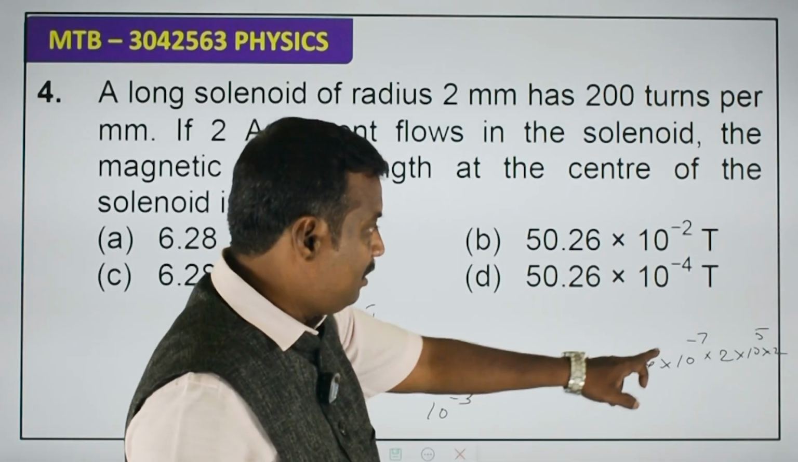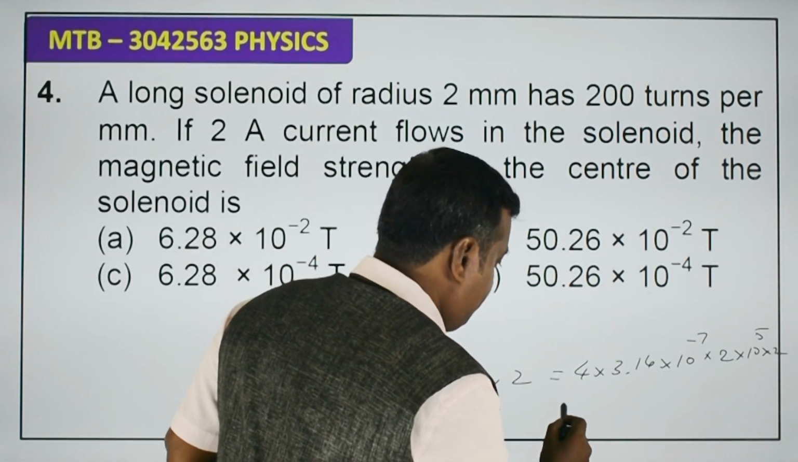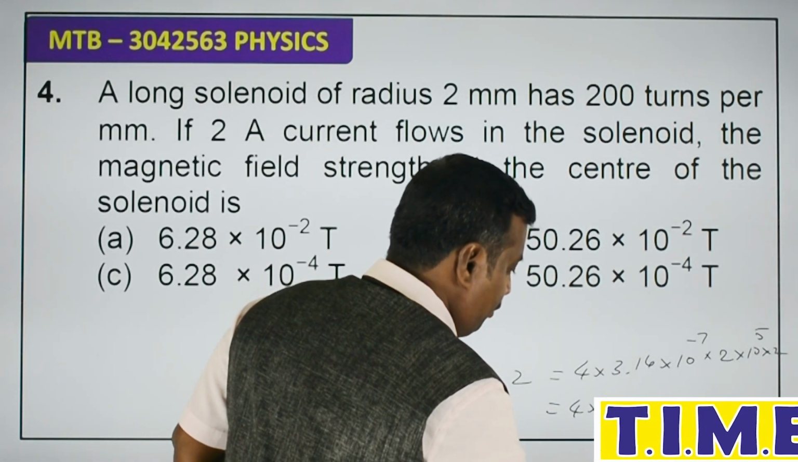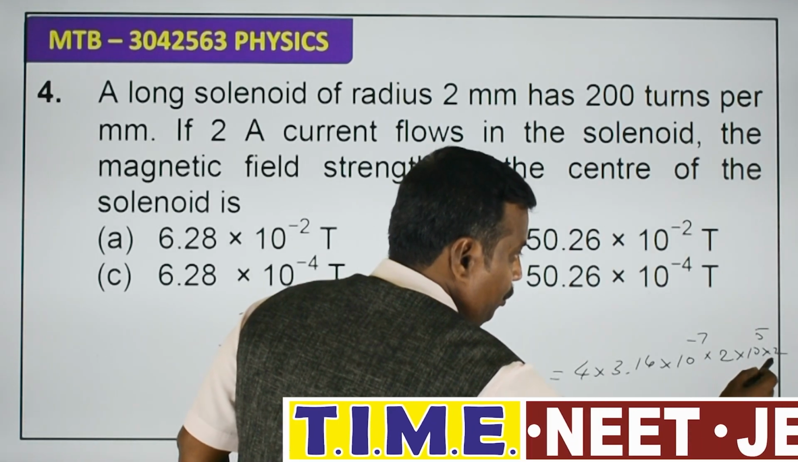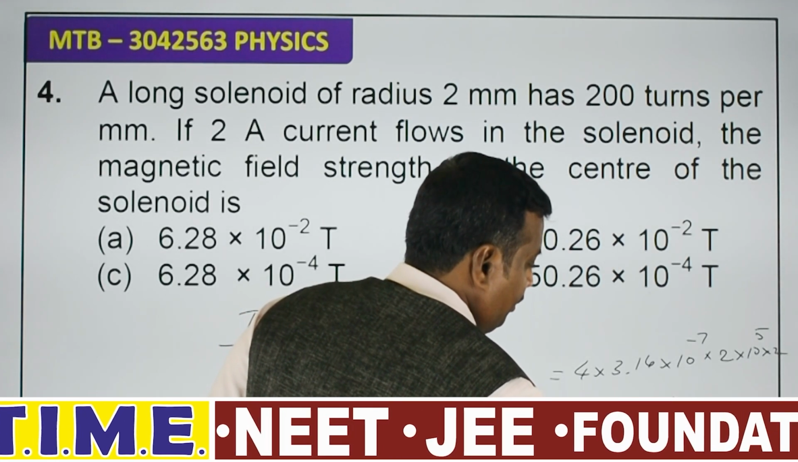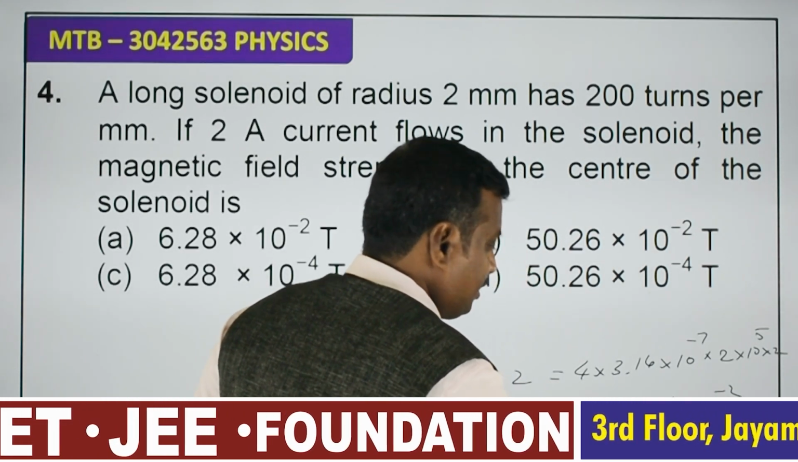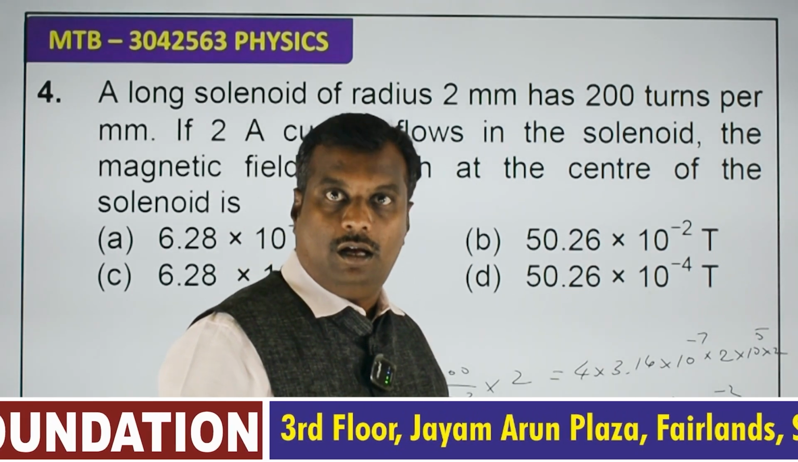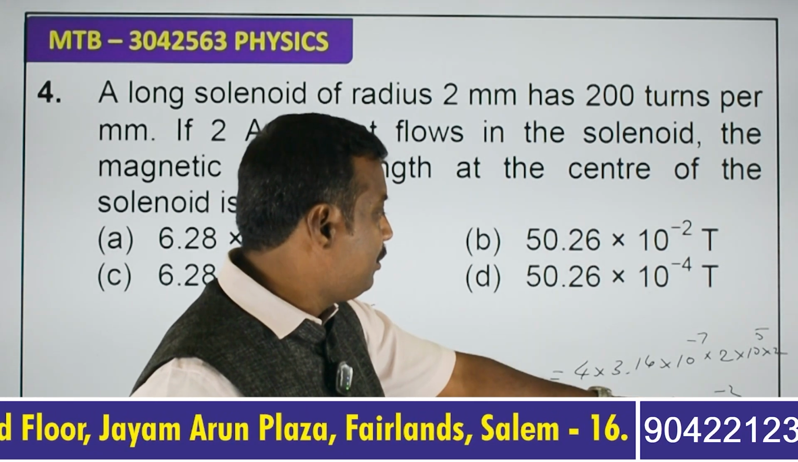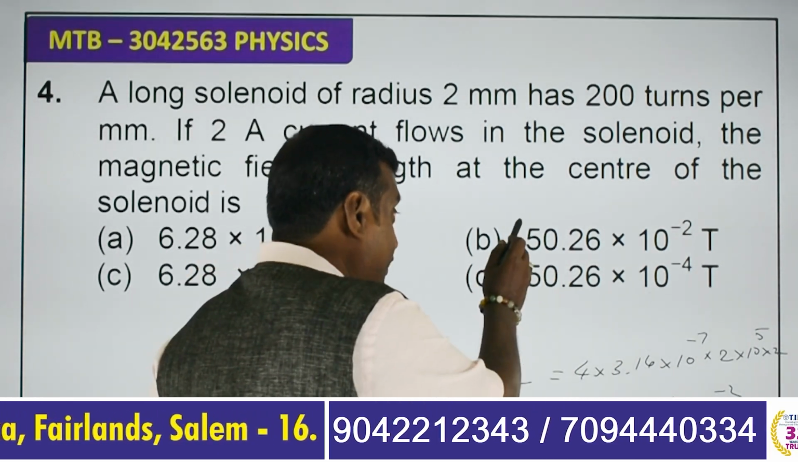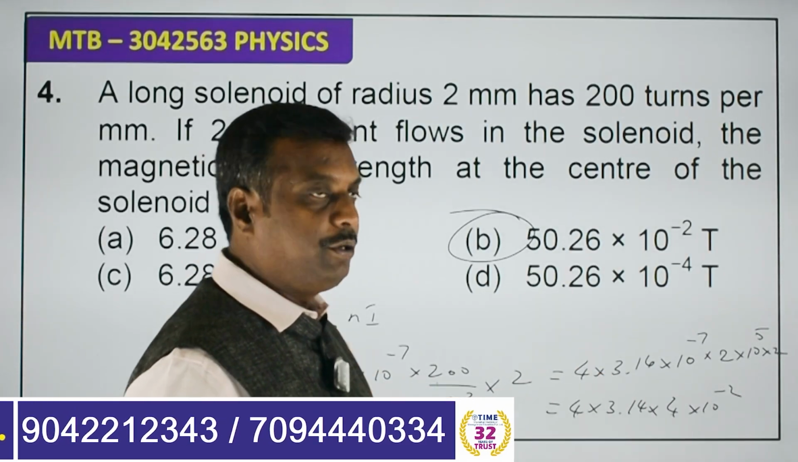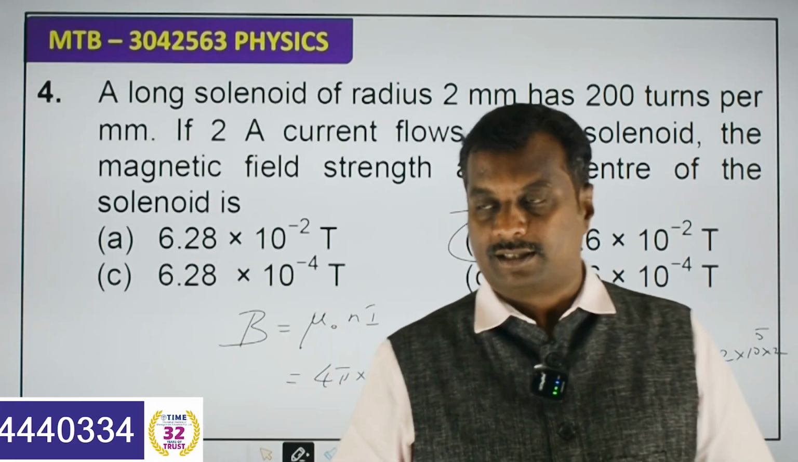So what happens? 10 power minus 7 plus 5, so 4 into 3.14 into 2 into 2 is 4, right? Into 10 power minus 2. 4 4s are 16. 16 into 3 is 48. Something more than 48 into 10 power minus 2. The right option should be B. That is 50.26 into 10 power minus 2 Teslas, right?